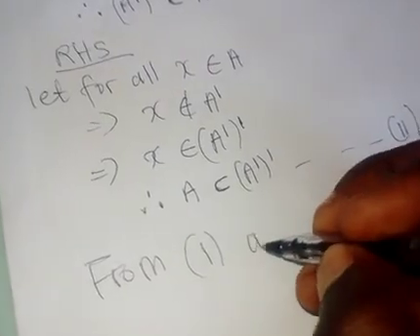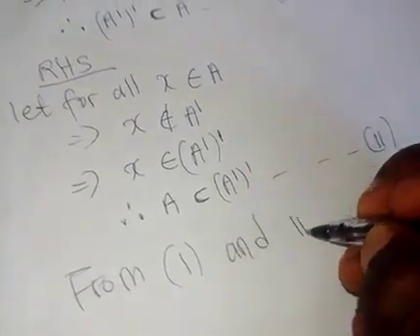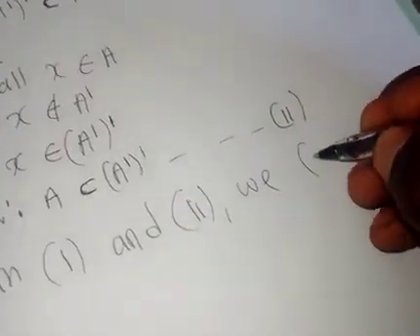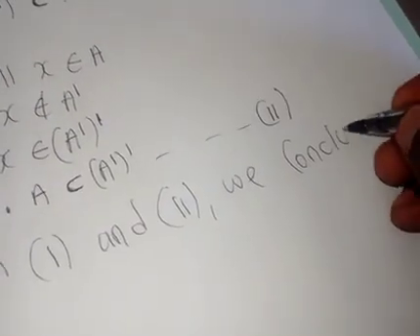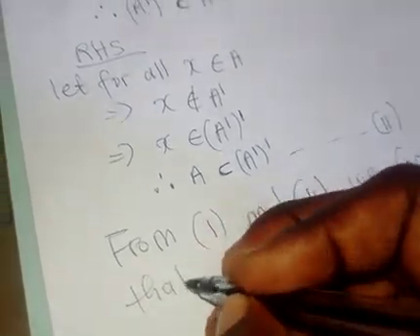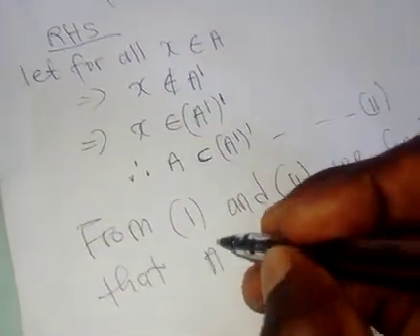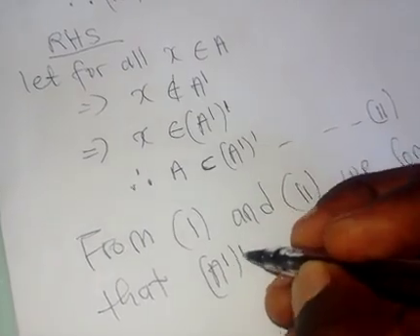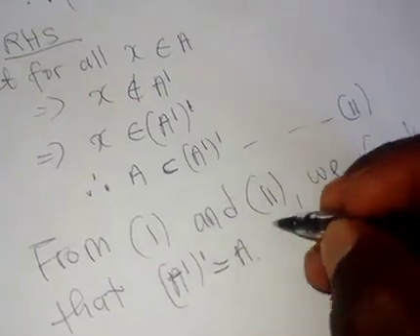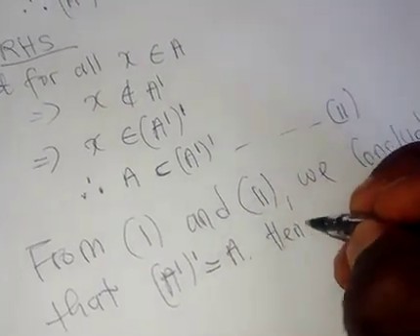From here, we can even say from 1 and 2, we conclude that (A complement) complement is equal to A, hence shown.